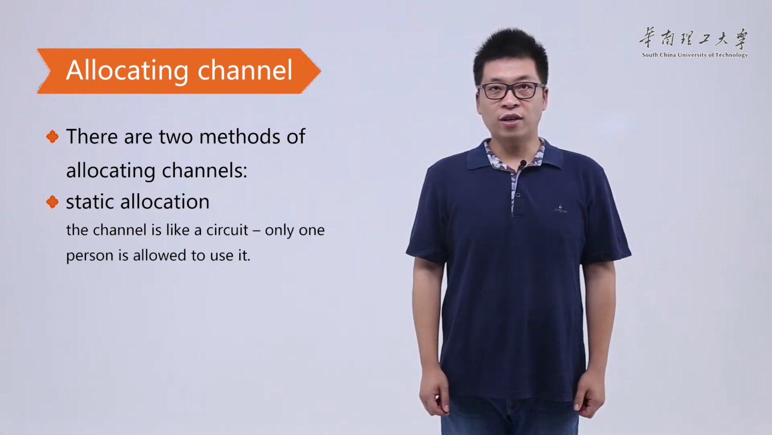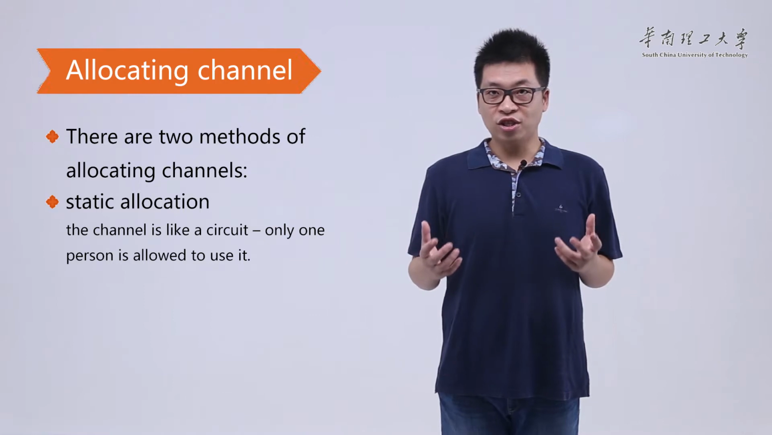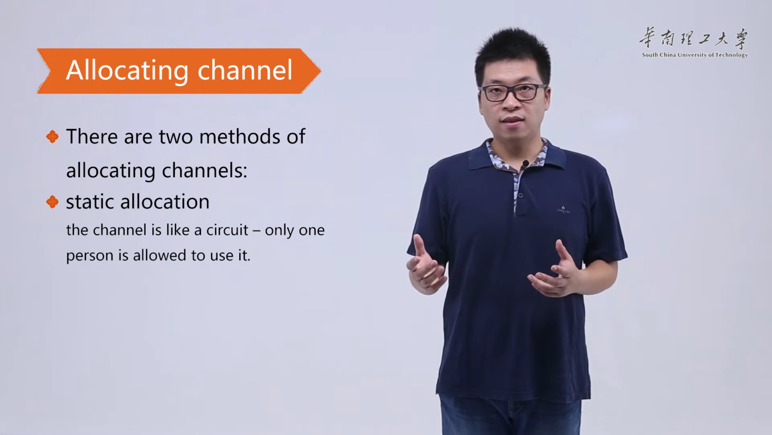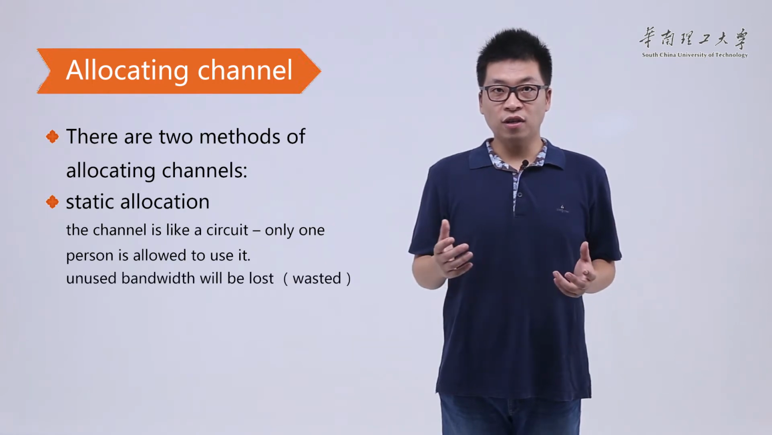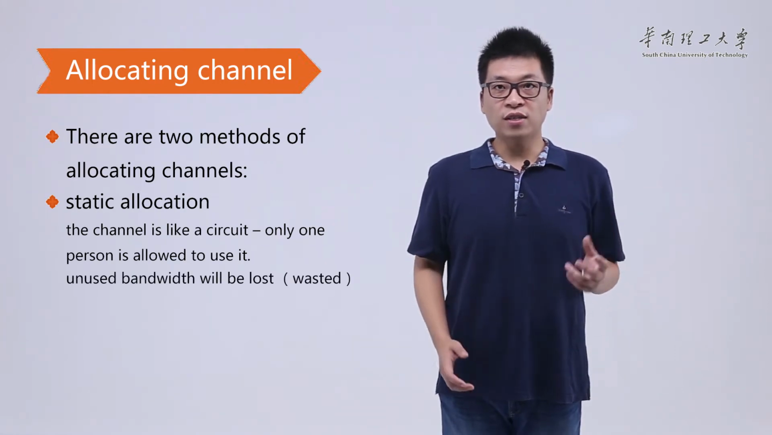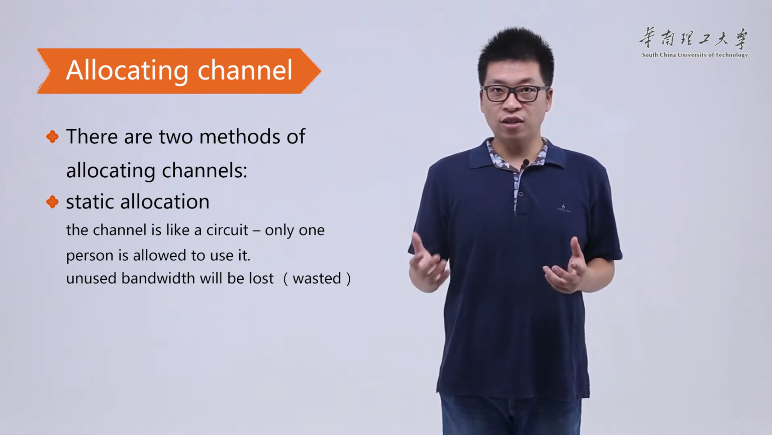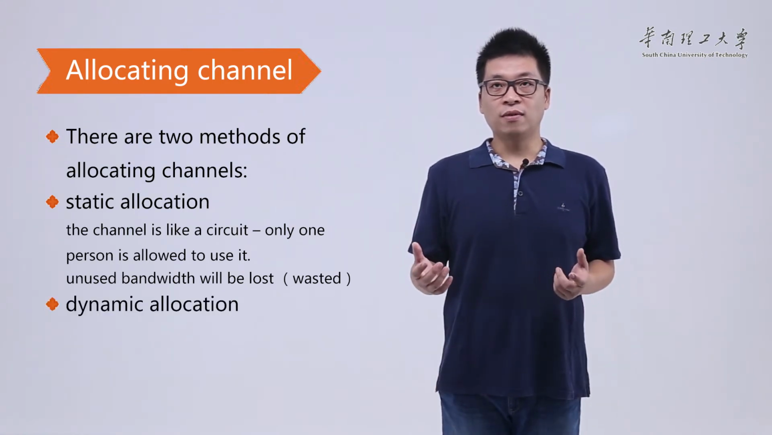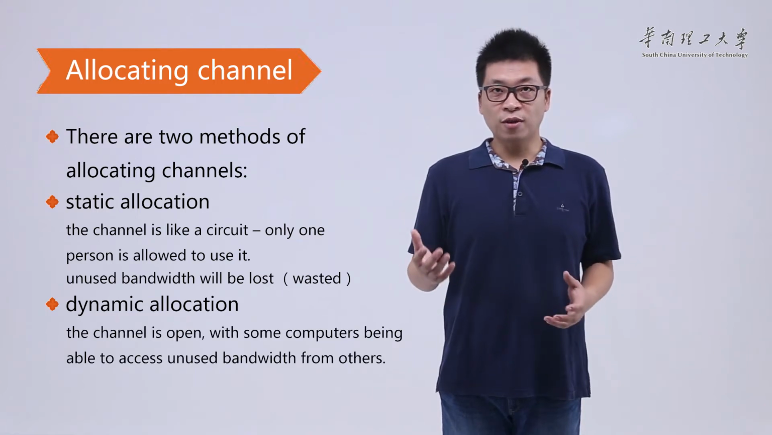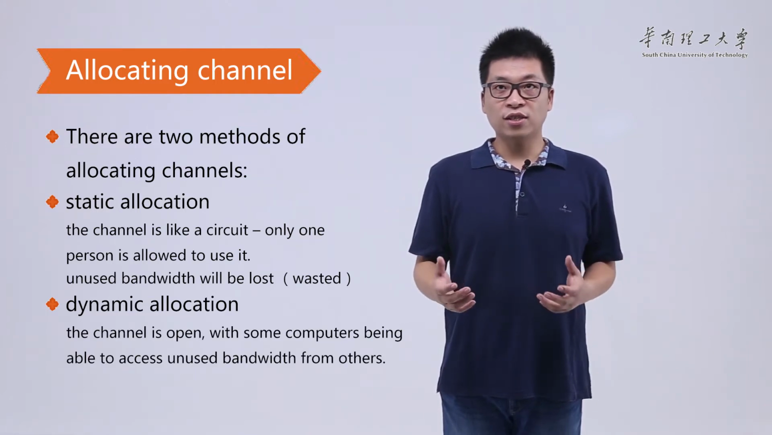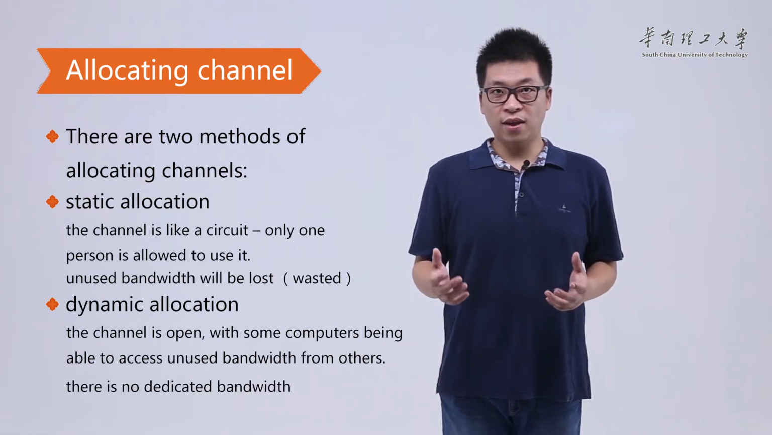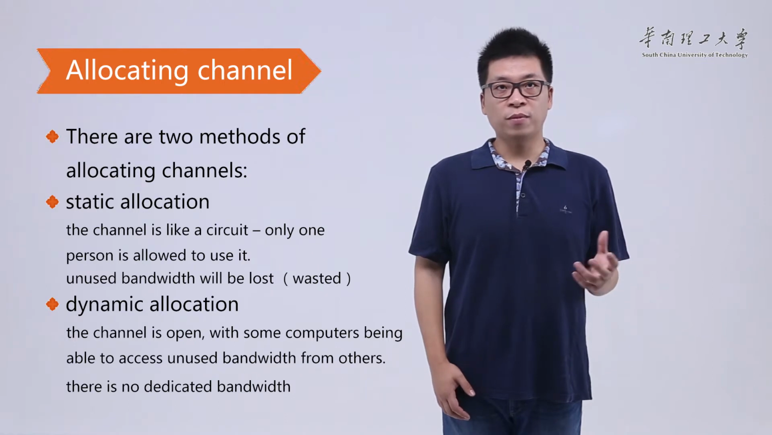For static allocation, the channel is like a circuit. Only one person is allowed to use it. As bandwidth is fixed for each user, if a user is idle, the bandwidth allocated to that user simply gets lost or wasted. For dynamic allocation, the channel is open, with some computers able to access unused bandwidth from others. There is no dedicated bandwidth to users or computers.